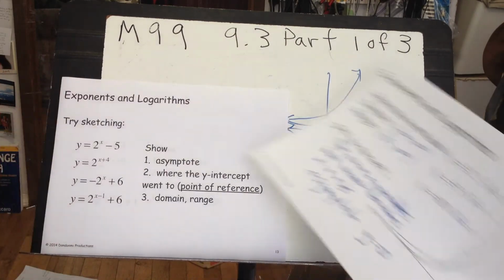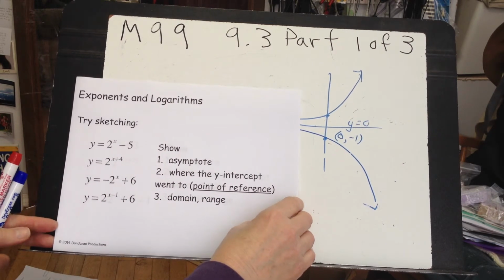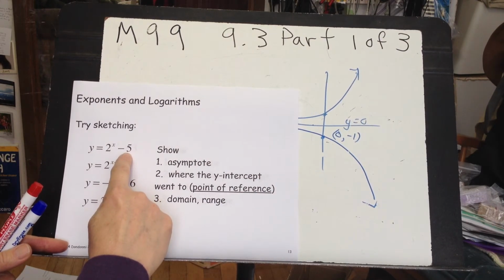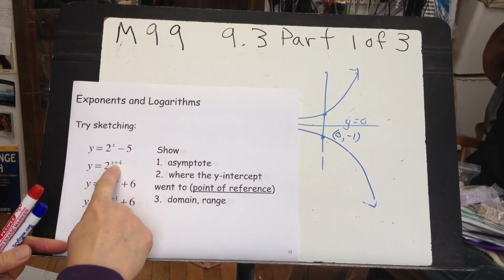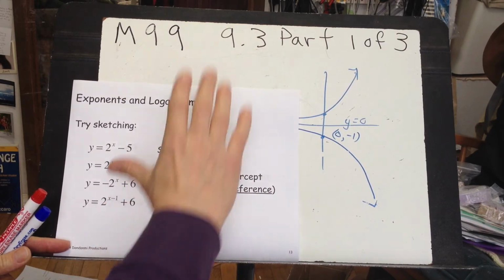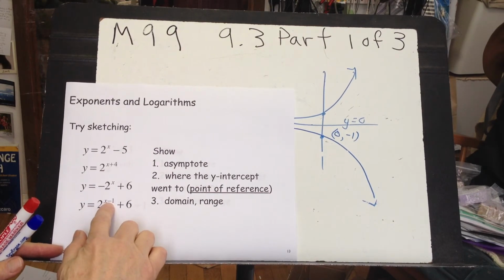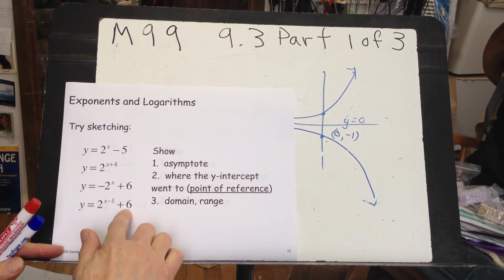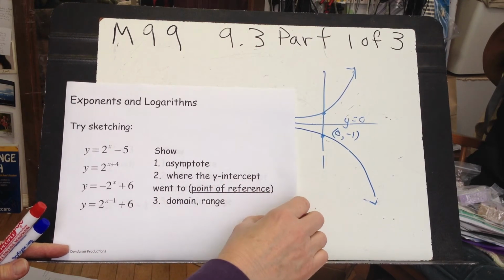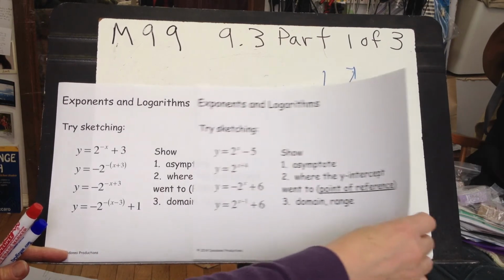Okay. Closing in on the end here. Try sketching these. For the sake of the length of the video, I'm going to let you try sketching them. This one should be shifted down 5. This one should be shifted left 4. This one, I would sketch the graph as up 6, and then you flip it over the x-axis, so then it's down below. This one got a right shift of 1, up shift of 6. So try sketching these, and then try putting them on your calculator and checking your guesses.